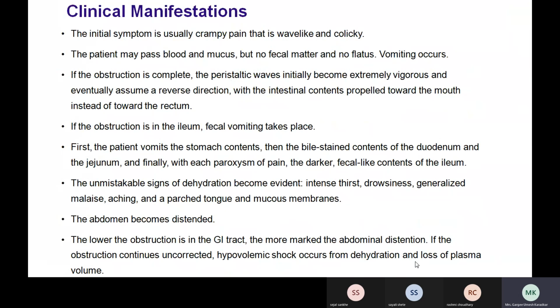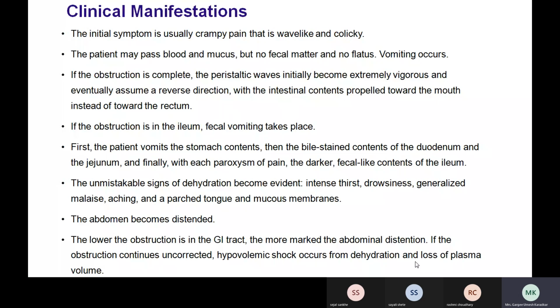So what are the signs and symptoms in case of small bowel obstruction? There will be crampy pain. This pain will be wave-like, a colicky type of pain. The patient may pass blood and mucus, but because there is obstruction in the intestine, no fecal matter and no flatus come out. It is the other way around: the patient will vomit.